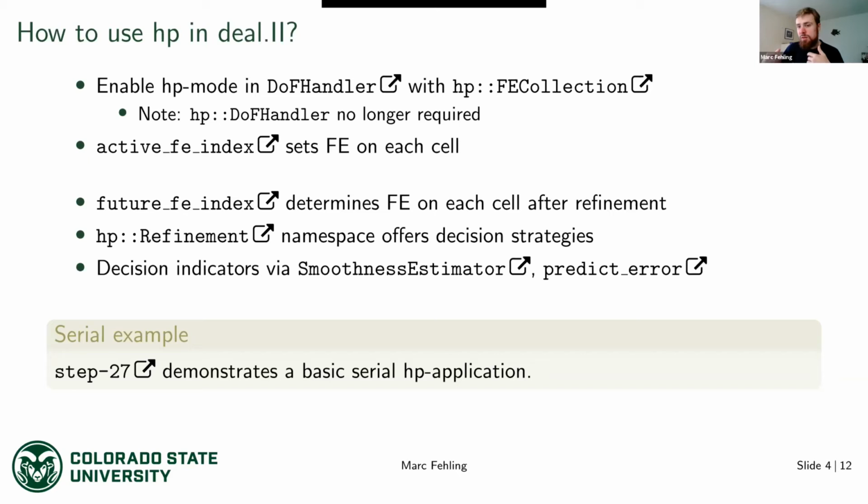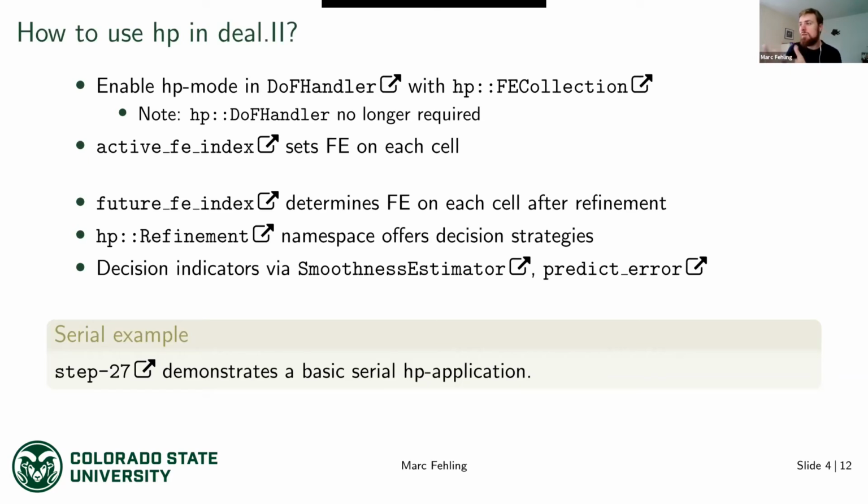And if you want to do that automatically, you can use functions of the hp refinement namespace that offer you decision strategies, so if you want to apply h refinement or p refinement to a certain cell. This is the equivalent of the grid refinement namespace that you can use for h adaptation alone. Depending on which strategy you want to use, there are ways to calculate decision indicators. For example, if you want to estimate the smoothness, you can use functions from the smoothness estimator namespace, or there are decision strategies that need you to predict the error. You can use a particular function there.